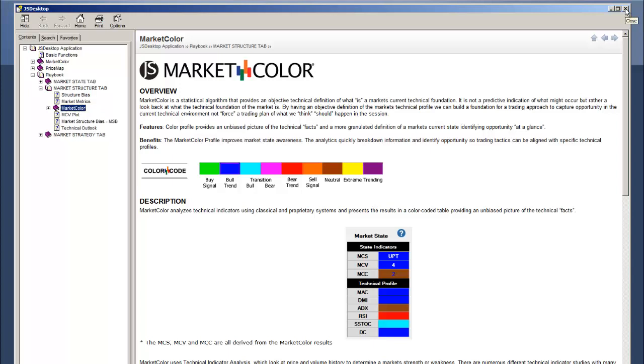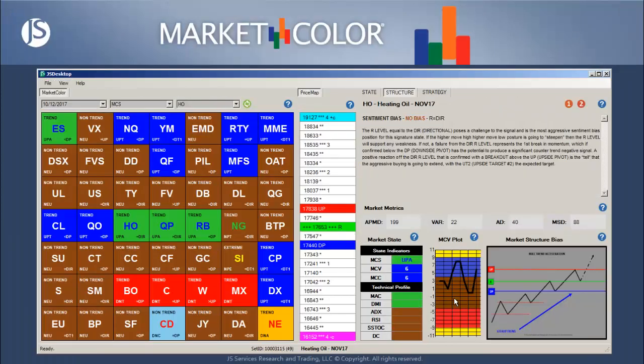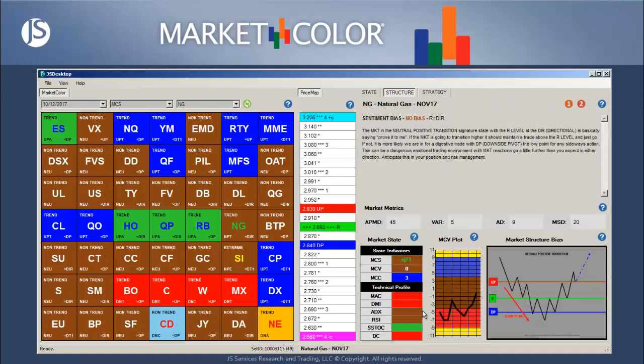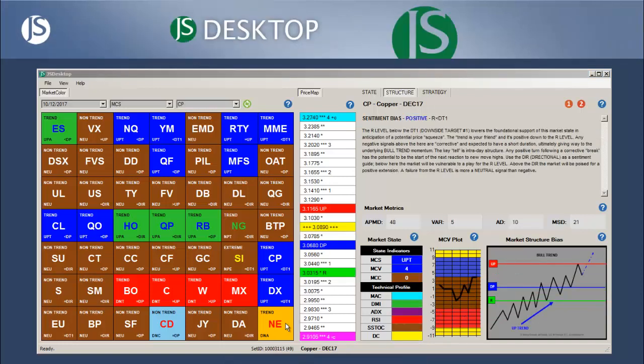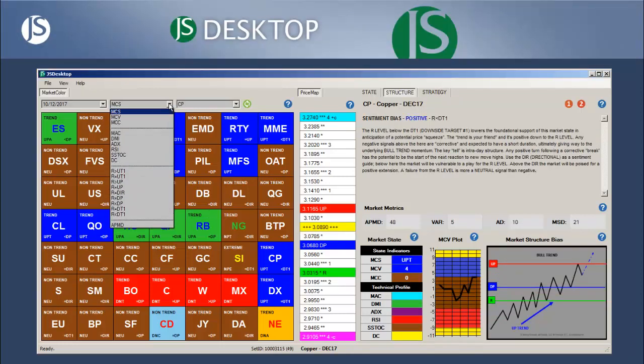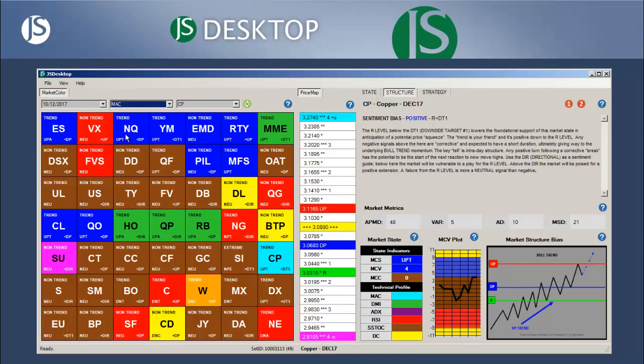You're definitely going to miss a lot of new initiation trades, because a lot of times the market digests and goes sideways and is in neutral, and then it transitions, like the natural gas here, where it has a brown ADX. The markets that have a purple ADX are going to be typically more established trends. You can use the grid to sort by different indicators.